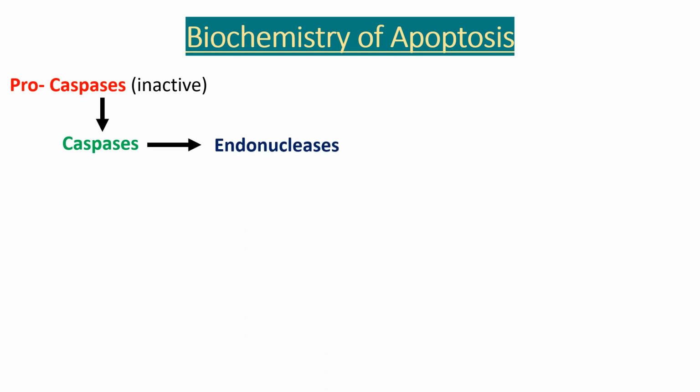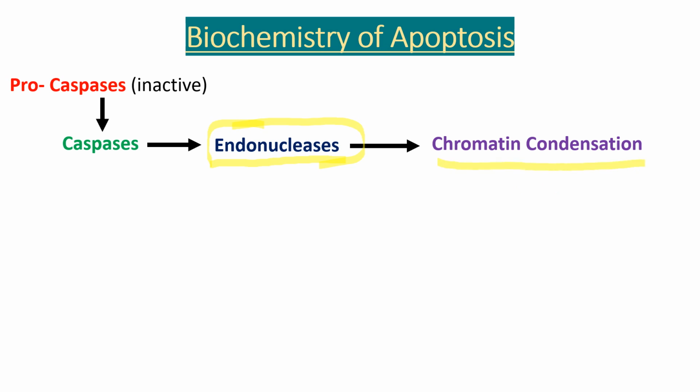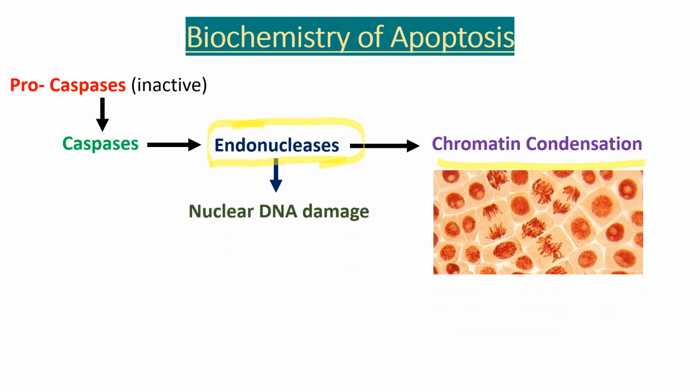Now let's talk about the biochemistry of apoptosis. What happens in apoptosis? There are some procaspases which are in inactive form in our body. These procaspases are going to be converted into caspases, and these caspases will activate endonucleases. Now, as the name suggests, these endonucleases are going to cause chromatin condensation, and secondly, these endonucleases are going to cause nuclear DNA damage.